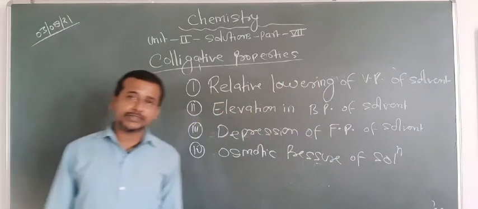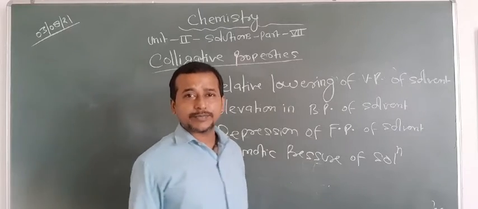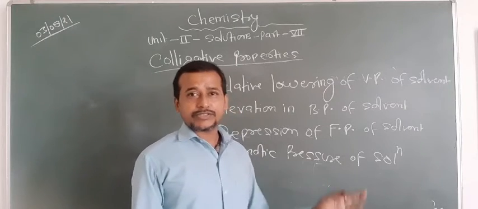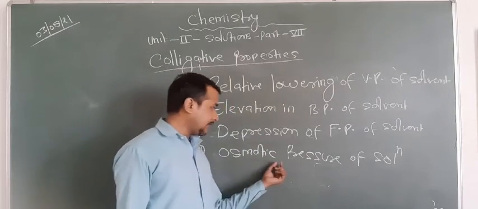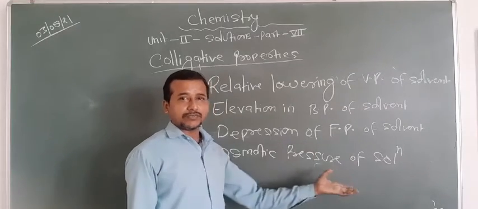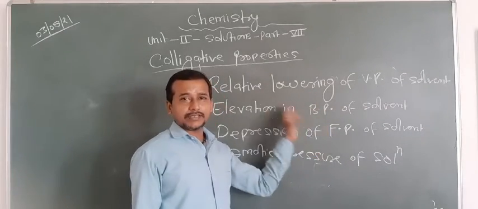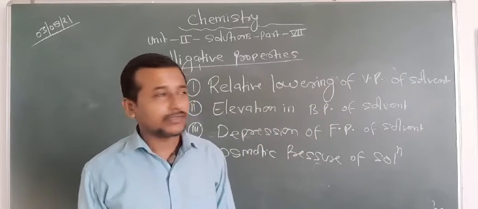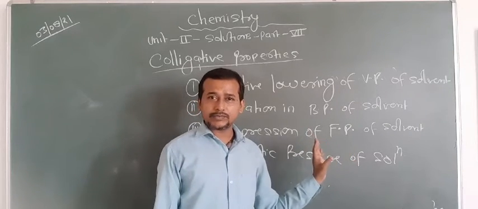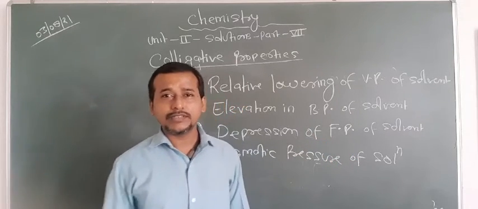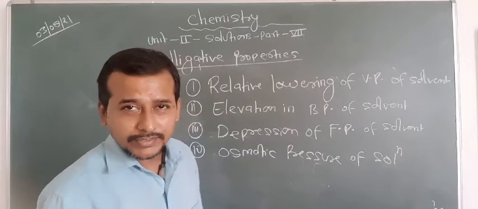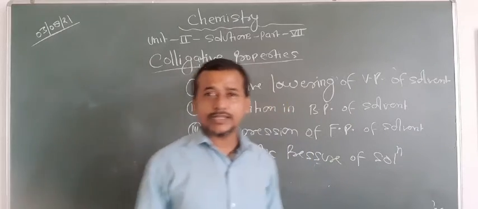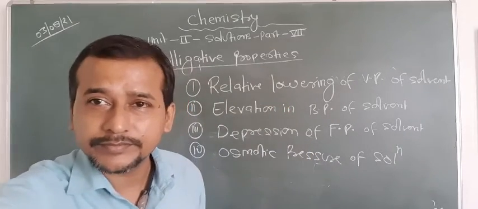So maybe one type of question is asked: out of the following colligative properties, which are for the solution and which are for the solvent? So only this property, osmotic pressure, basically belongs to the solution, and all 3 properties, that is relative lowering of vapor pressure, elevation in boiling point, and depression in freezing point, belong to the solvent. Are you getting this point or not? So 4 properties we have to know in this topic of colligative property. So let us focus on the first property, that is known as relative lowering of vapor pressure.